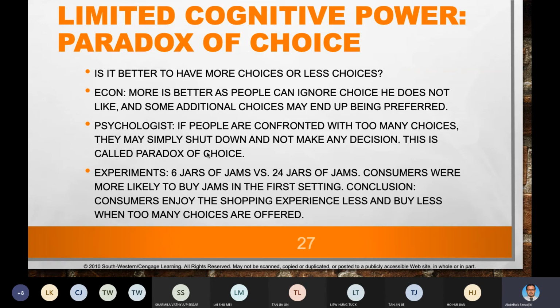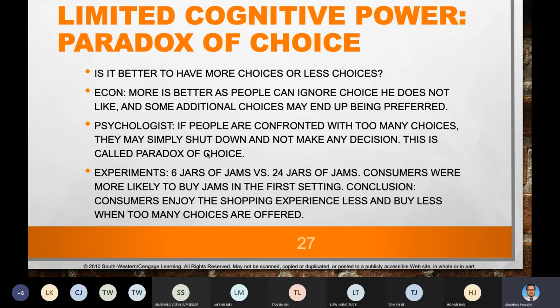In economics, the economists say more is better, as people can ignore choices they do not like. So this I don't like, this I don't like, but I still have other choices. Some additional choices may end up being preferred. So I have 20 choices, I don't like 10, then I will choose from the other 10. Psychologists say that if people are confronted with too many choices, they may simply shut down and not take any decision. This is called the paradox of choice.